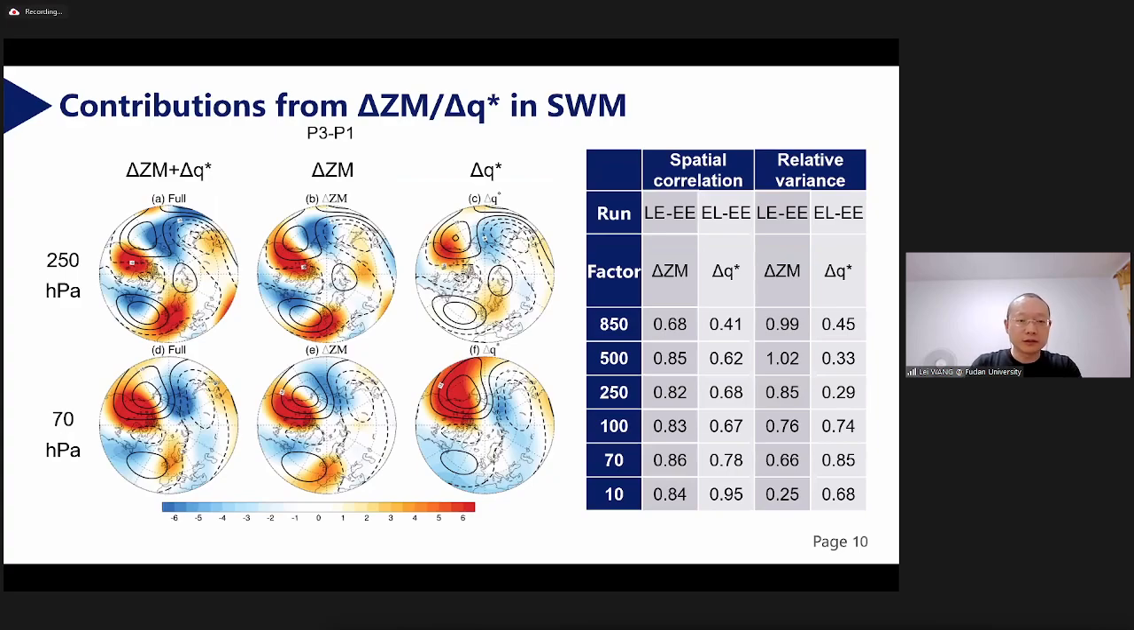Now, if we look into the decomposition and also the combined response to the changes in zonal mean and the diabatic heating, we see a very similar pattern to the observations, and mostly from the changes in zonal mean in the troposphere, but a larger response in the stratosphere to the changes in zonally asymmetric heating.